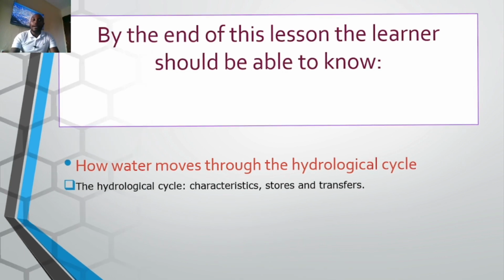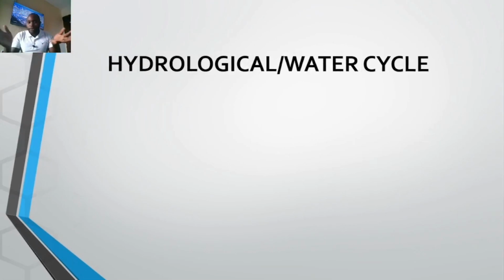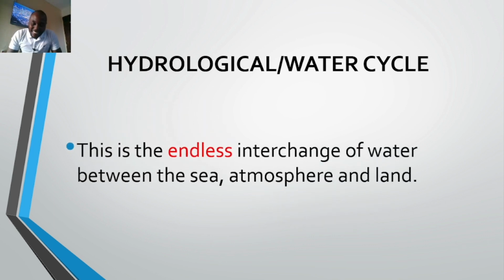Now let's start right away, whereby we are going to talk about this hydrological cycle. Sometimes you can say water cycle; it is the same thing. So hydrological cycle, water cycle is just the same thing. Now let's define this. A hydrological cycle is just the endless interchange of water between the sea, atmosphere, and land. I've highlighted this word endless. Why? It's not ending, it's continuous.